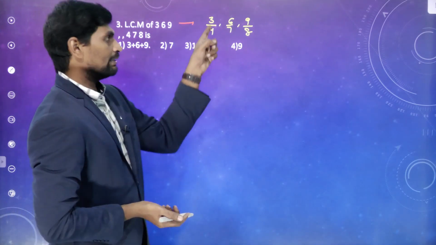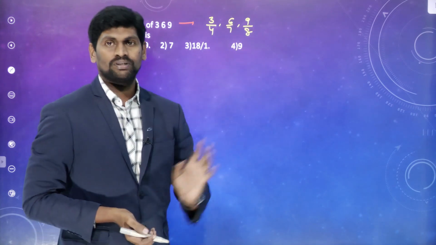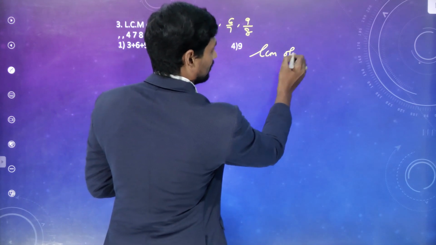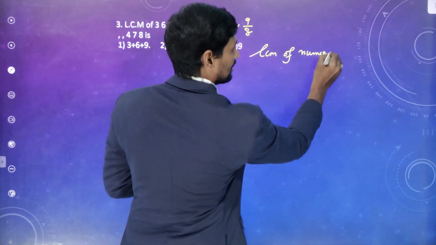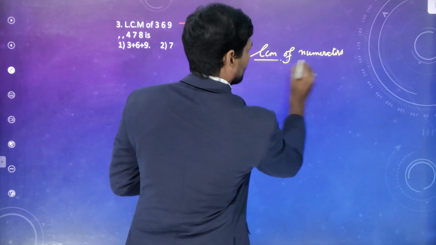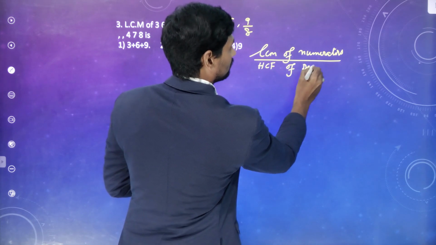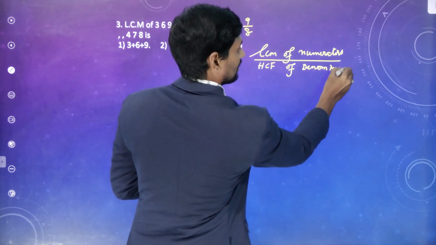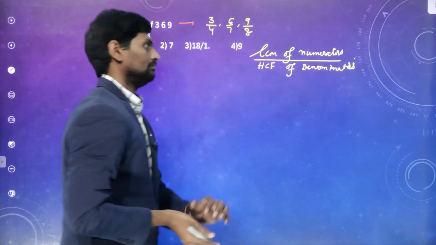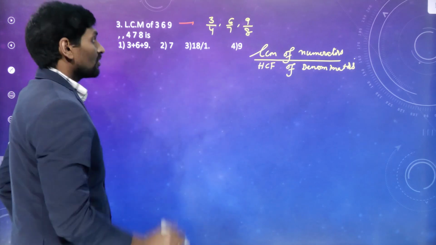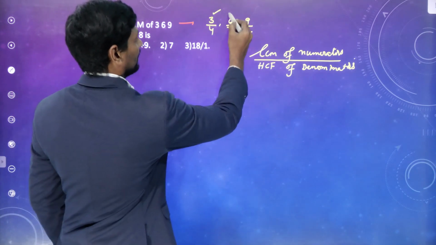Now let us see the third question. LCM of 3 by 4, 6 by 7 and 9 by 8. These three are fractional numbers. To find the LCM of fractional numbers, what is the formula? Very good. LCM of numerators by HCF of denominators. So let us see the numerators. What are the numerators here? 3, 6, 9.